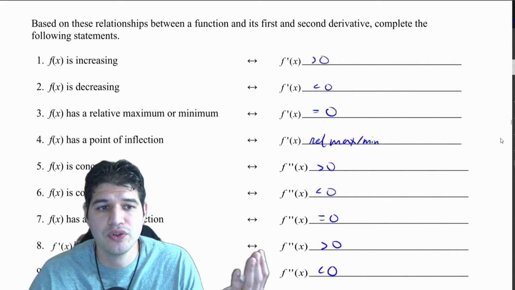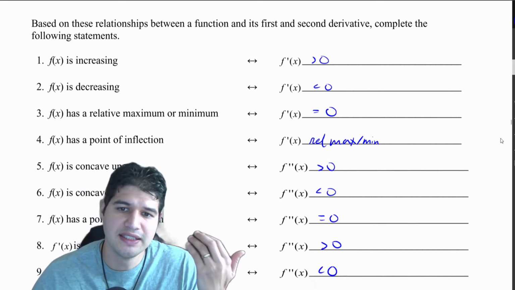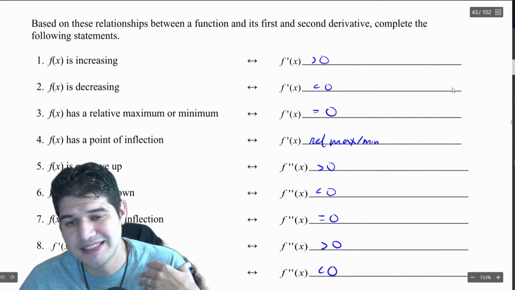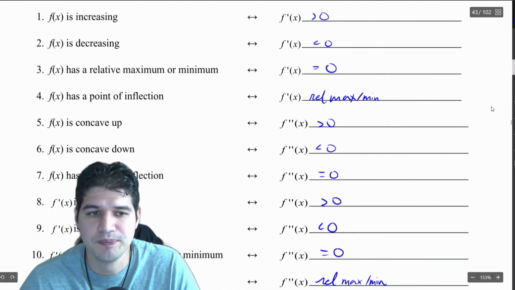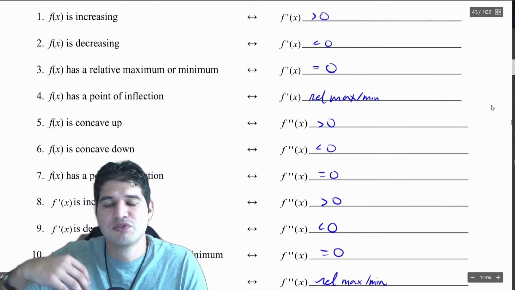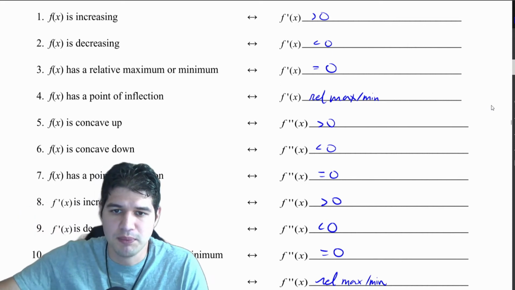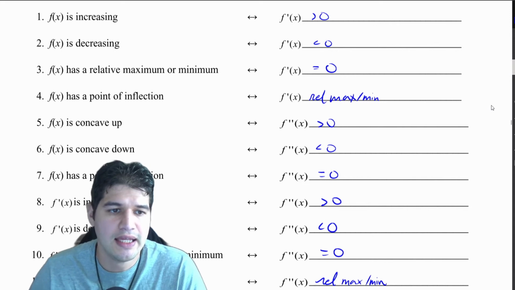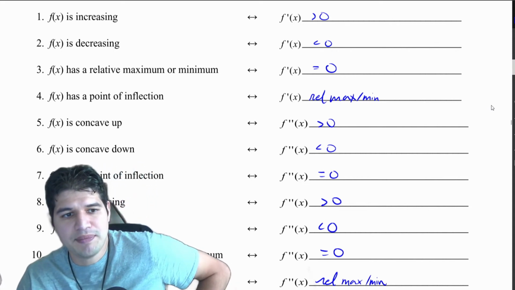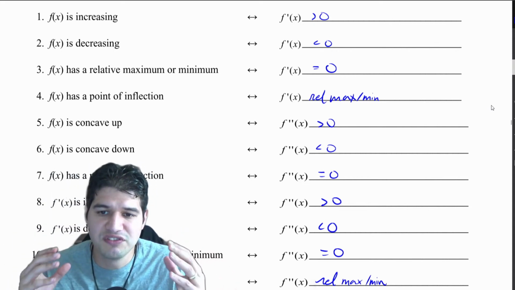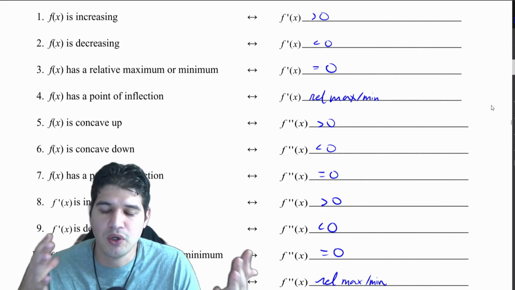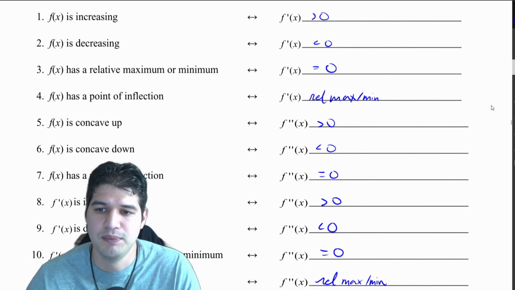All right, so let's go through these real quick. If f of x is increasing, we know that the first derivative is greater than 0. If f of x is decreasing, we know it's less than 0. When f of x has relative maximums or minimums, again, we're talking about the first derivative in these first few, it's equal to 0. And a new one that you want to think about: if f of x has a point of inflection, well then f prime has a relative maximum or minimum.